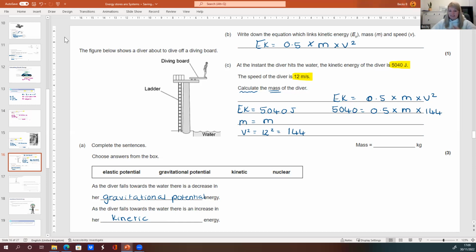Now what I'm going to do is I'm going to simplify this. It doesn't matter what order I times these together. If I did 144 times 0.5 times m, still get the same answer. So what I can do is I can multiply 0.5 by 144, and then I'm only dealing with one set of numbers at that side. So I'm going to type in 0.5 times 144, which gives me 72. 72 times m.